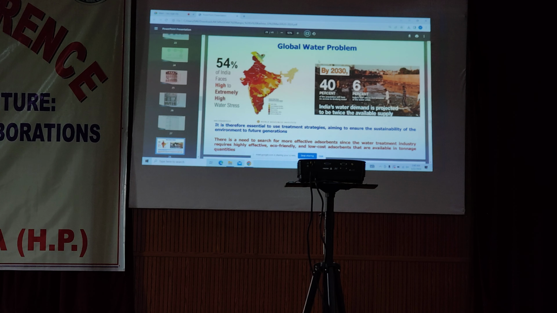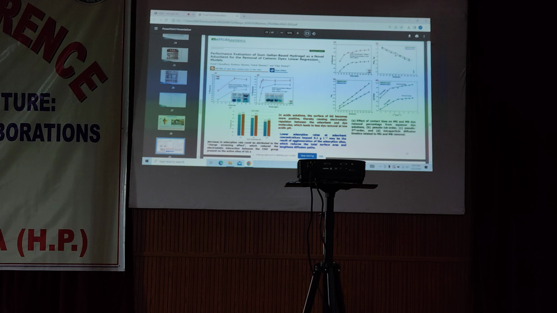When we as a team saw all these things, we thought the water purification option must be highly effective, eco-friendly, and a low cost absorbent. We know that hydrogels have the capacity to remove dye from water. But then another idea struck us: why not use it as an oil absorbent or diesel absorbent, for removing oil spillage in the sea areas.